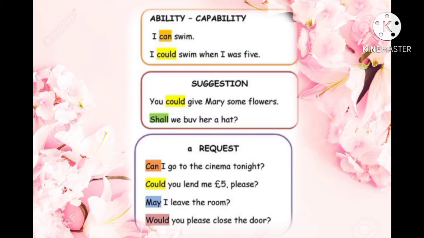When you want to be more respectful, you can say may. If you are with your friends and someone you are very familiar with, you can use can. So that is the difference over there.